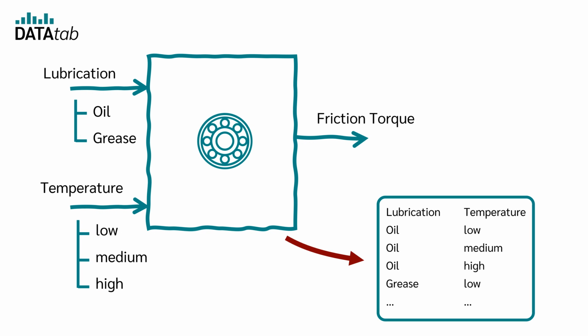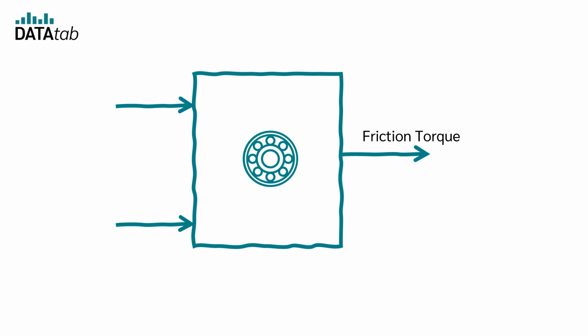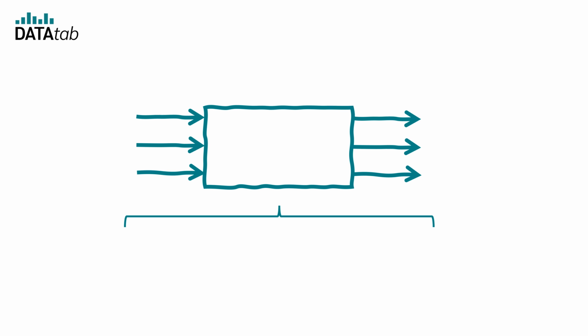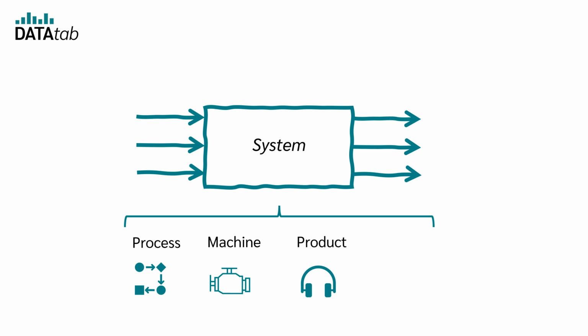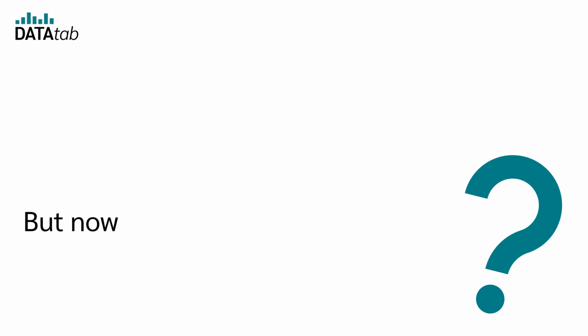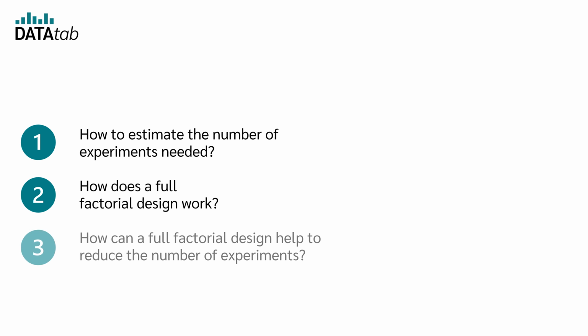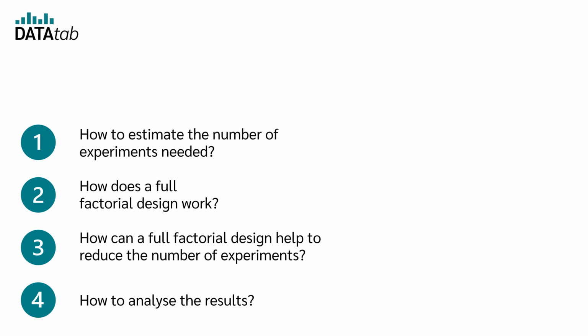A full factorial design can help us here, especially if we have not just 2, but 3, 4, or 5 variables. A full factorial design can lead to great savings. Depending on the field of study, the system under investigation can be a process, a machine, or a product. But of course also humans, for example, if you want to investigate the influence of medication. But now we still have 4 open questions. How to estimate the number of experiments needed? How does a full factorial design work? How can a full factorial design help to reduce the number of experiments? How to analyze the results?